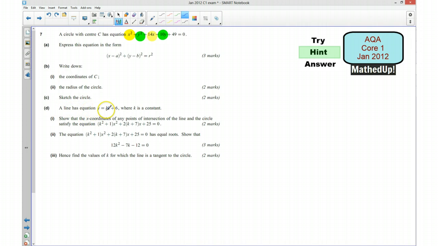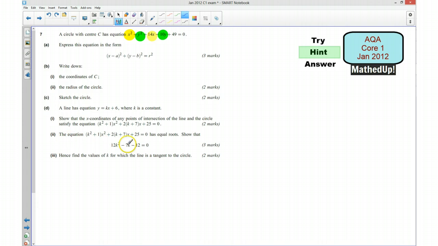we've got a line that has got this equation here where k is a constant, and we want to show that the x coordinates of any points of intersection of the line and the circle satisfy this equation here. So if we look at the equation that we formed over here, because we're solving these equations simultaneously, we want to replace our y with kx plus 6. We then want to expand it and rearrange it so that it looks like this here, so we've got it in the form ax squared plus bx plus c.